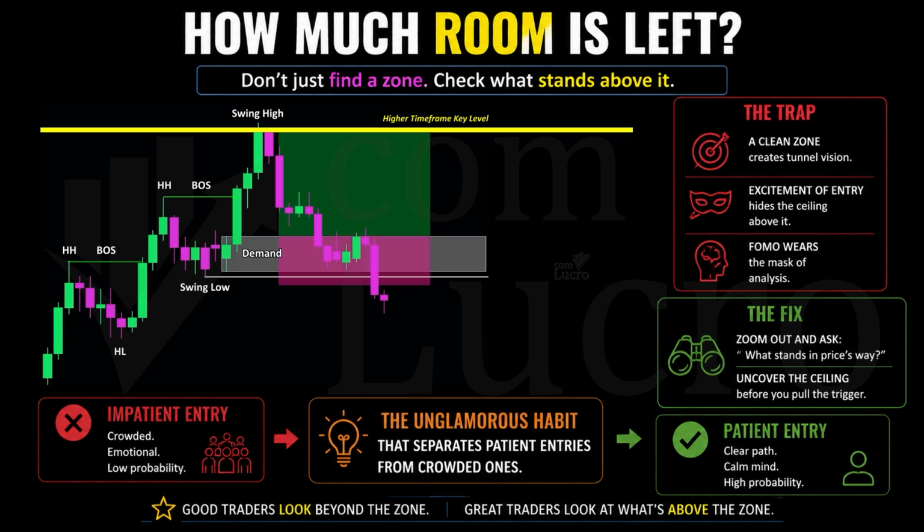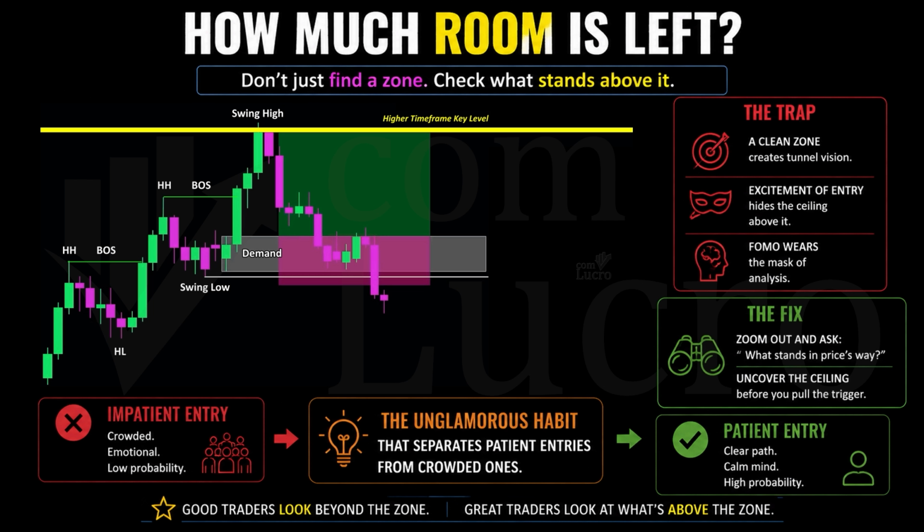This single question, how much room is left, is where good setups quietly go wrong. A clean zone creates tunnel vision, and the excitement of a valid entry hides the ceiling sitting right above it. That is FOMO wearing the mask of analysis. Zooming out to ask what stands in price's way is the unglamorous habit that separates a patient entry from a crowded one. So that covers the first strategy.